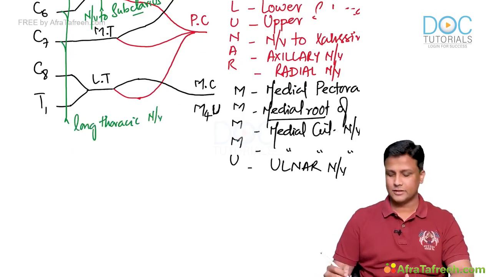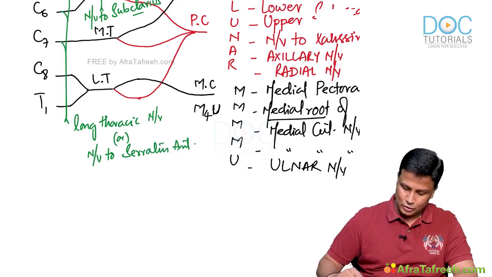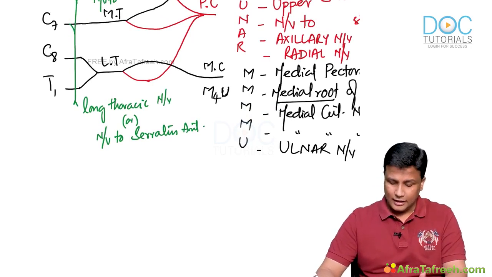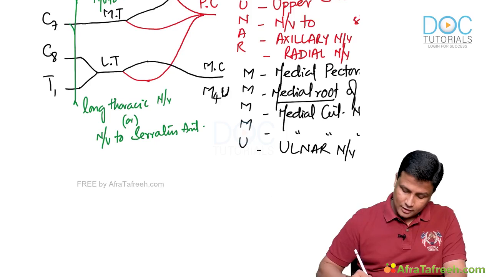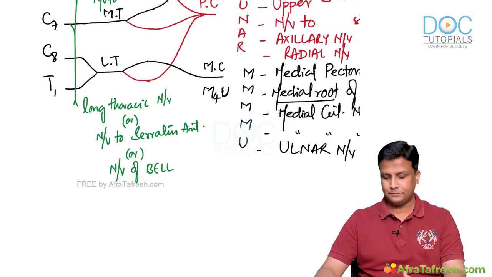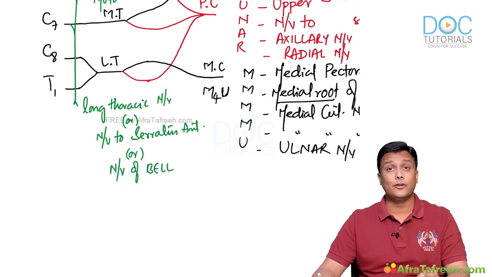Long thoracic nerve, guys. And this nerve is also known as the nerve to a muscle. The name of that is serratus anterior. So the long thoracic nerve is the one supplying the serratus anterior muscle, and that is the reason why it is also known as the nerve to serratus anterior. One more name, remember, it is also known as the nerve of Bell. So long thoracic nerve, or nerve to serratus anterior, or nerve of Bell.